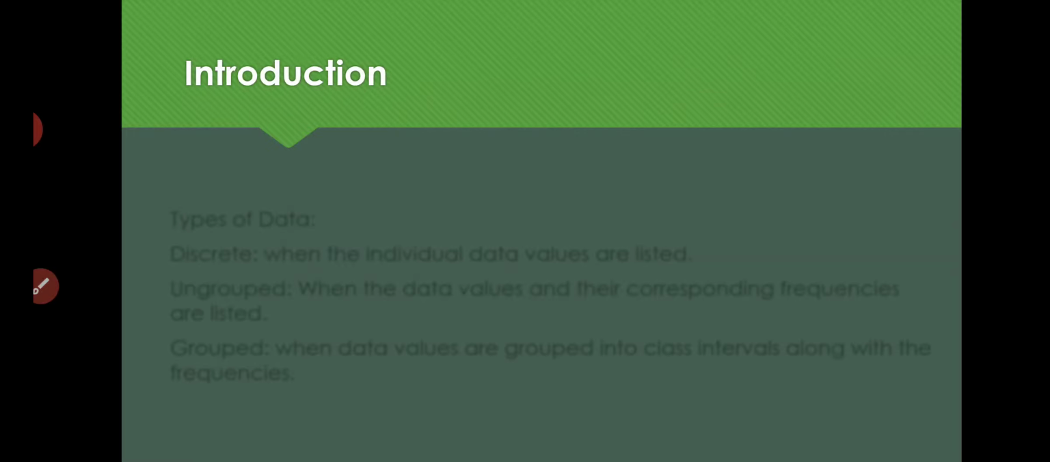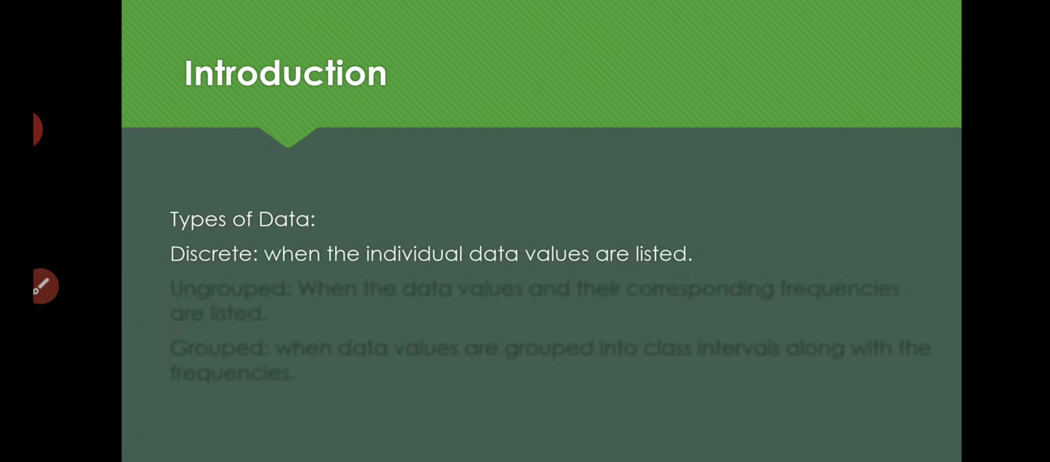Now to begin with, let us go through some of those things which we already know, which we have been doing right from our junior classes when we started doing statistics. Let us understand what are the types of data that we come across. The first one is the discrete data. Discrete data means when the data values are listed.